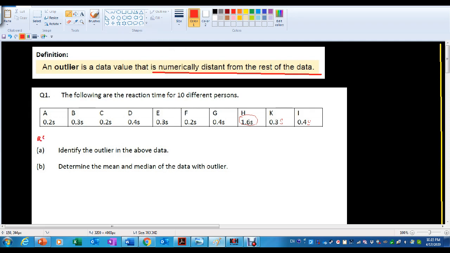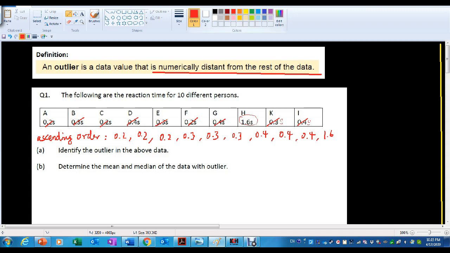Let's write the data in ascending order. That will be 0.2, that's the first data, another 0.2, another 0.2. Then we have 0.3, another 0.3, another 0.3. Then we have 0.4, 0.4, and another 0.4, and then this one.